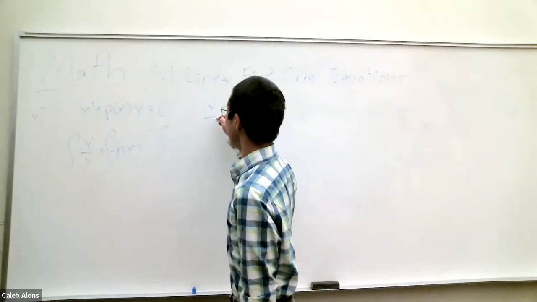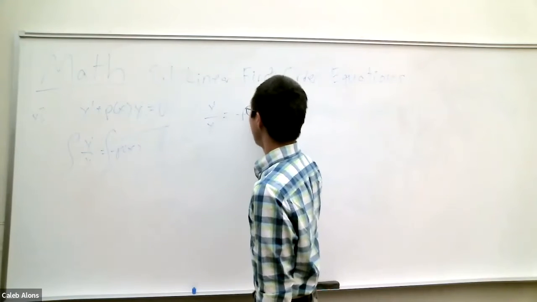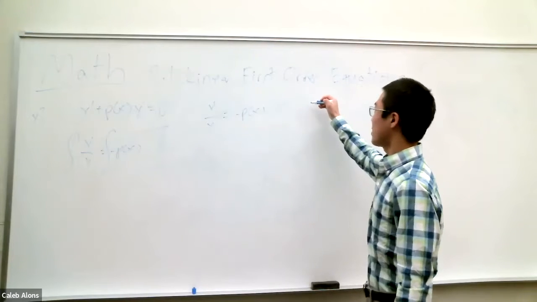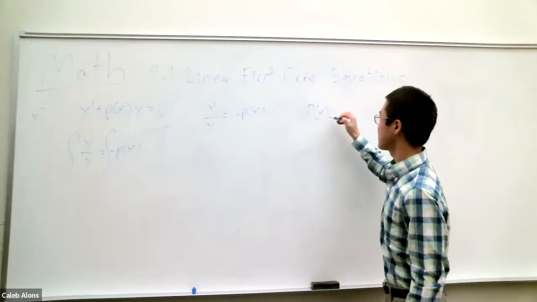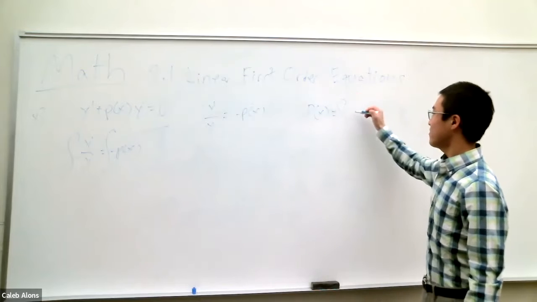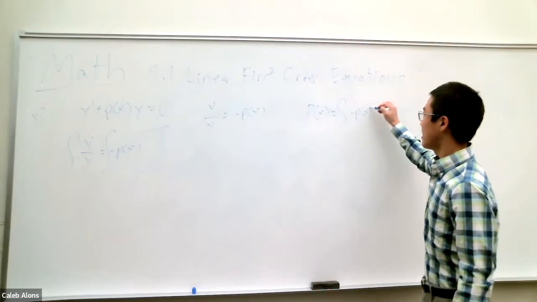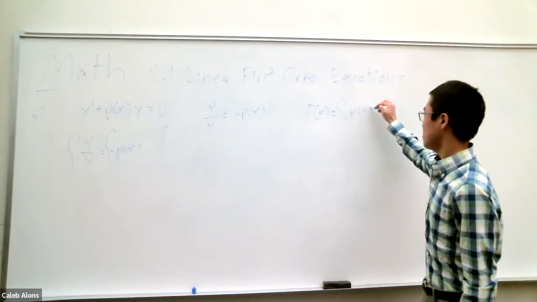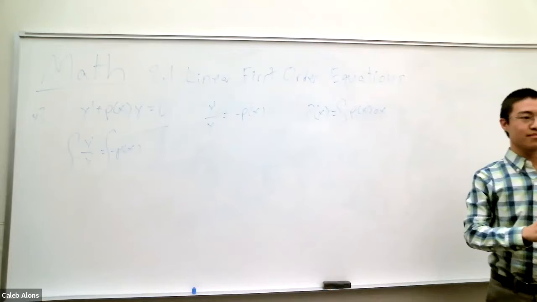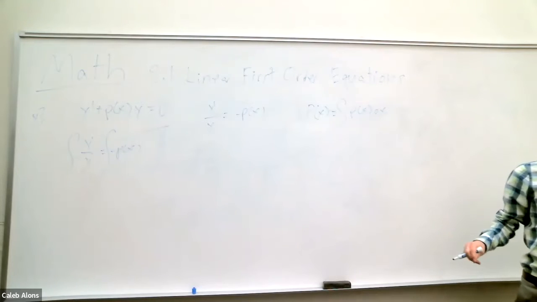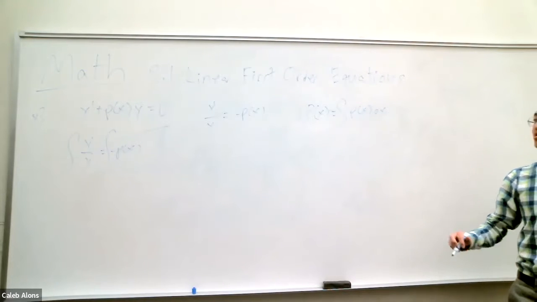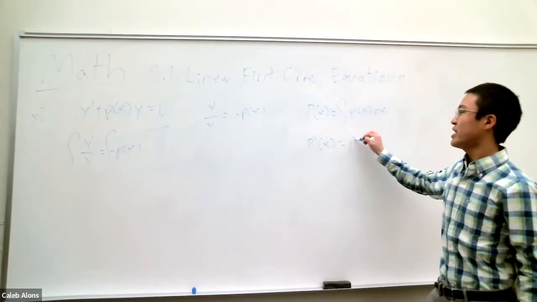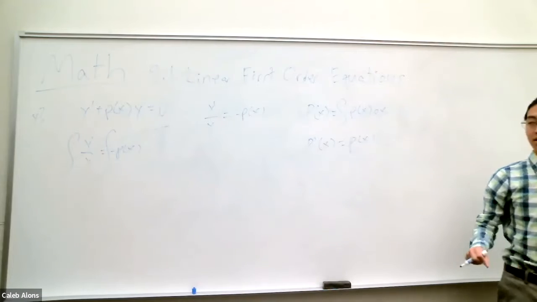So y prime over y equals negative px. What we're going to do is real quick, we're going to define something. We're going to say capital P of x is the antiderivative of p, not negative px, just p. So who here took calculus 1? All hands go up. So we know that P prime of x equals p, right? Yes.